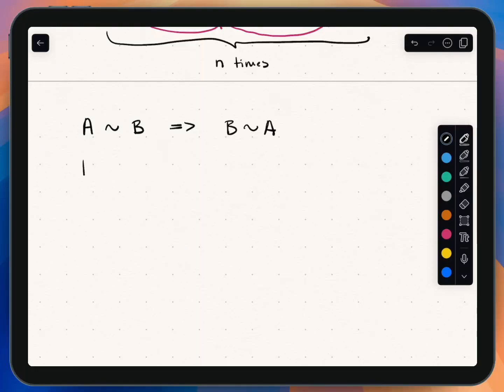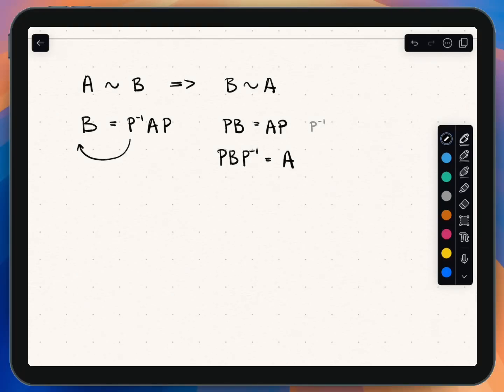And why is that? Well, if we have this matrix P inverse times A times P, if we multiply by P on the left to get rid of this P for the A side, we're going to get PB is equal to AP. And then again, if I multiply by P inverse on the right, we're going to get PB P inverse is equal to A. Now I'm just going to rewrite that in a form that we're more familiar with. I'm just going to put A on the left side. So we have P B P inverse.